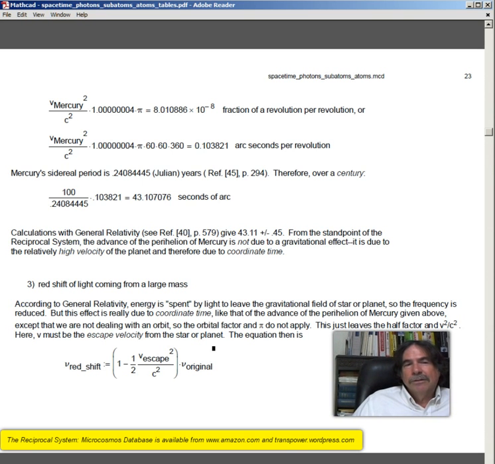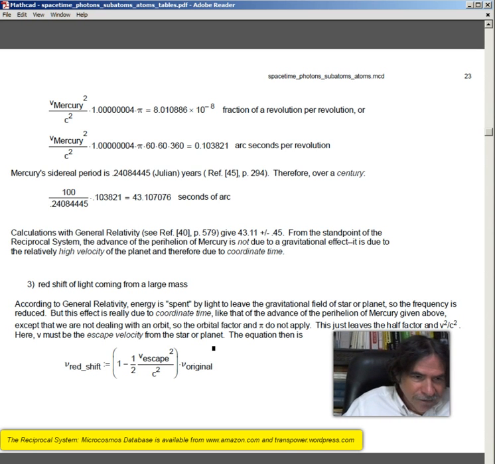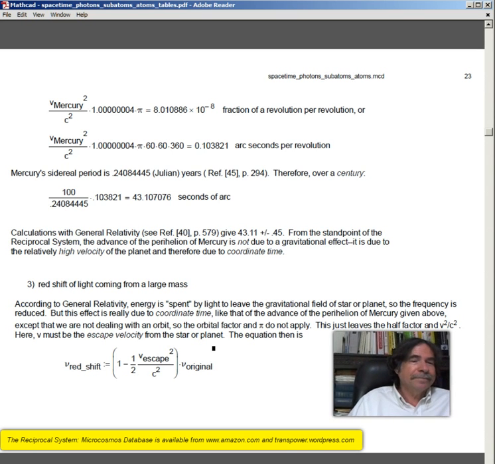Now, Mercury's sidereal period is 0.24084445 Julian years. That's from reference 45, page 94. Therefore, over a century, we finally get the result 43.107076 seconds of arc. Calculations with general relativity, see reference 40, page 579, gives 43.11 plus or minus 0.45. So we're very close on this, extremely close.